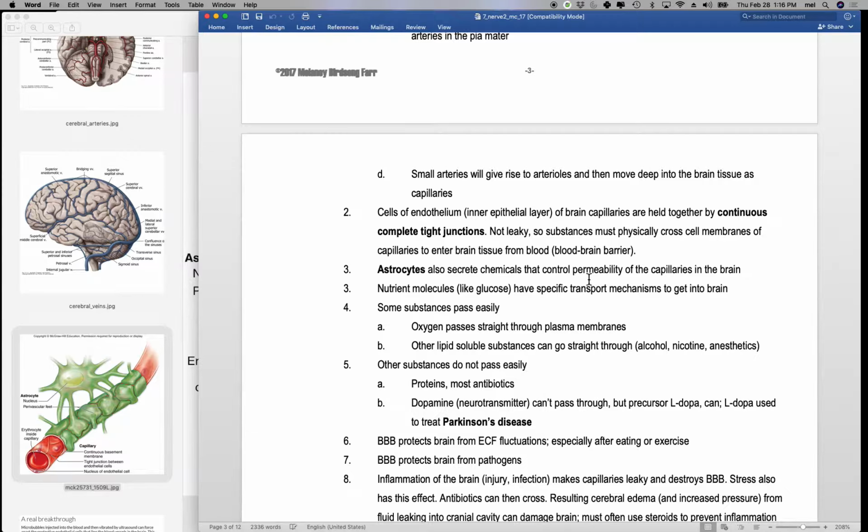So anesthetics are also lipid soluble. That's one of the reasons they work really well, but we don't usually inject them into the vessels, right?